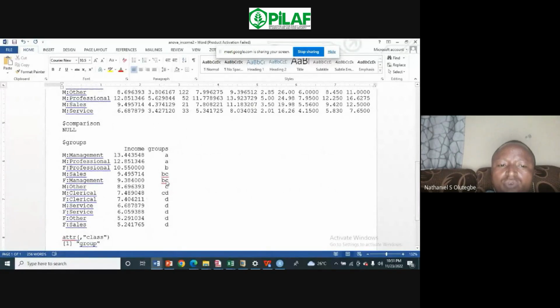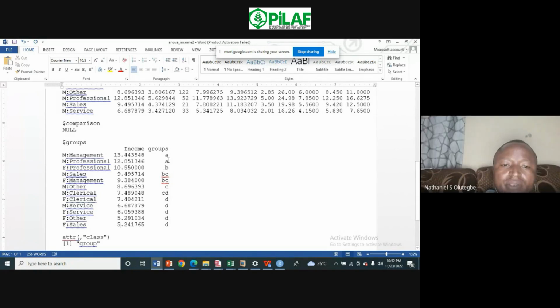So you need to come to this separation of means. This separation of means is a bit complex, but that's the only thing you could use to make a decision as to whether there's a significant difference, and which one is higher than the other. You discover that this table is arranged in order of magnitude of their income. You have the highest at the topmost and the least at the bottom. And you have this distribution of alphabets. If you have the same alphabet with any subgroup, for example, M professional and M management, they are not significantly higher than each other at 5%.